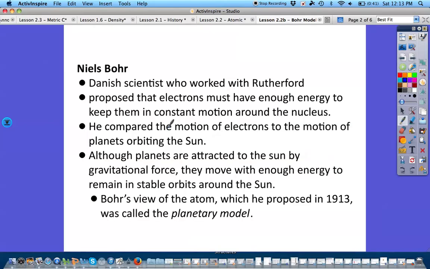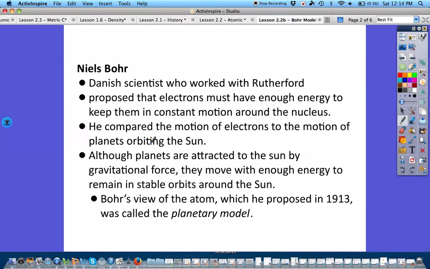So Niels Bohr, he was a Danish scientist. He worked with Rutherford, and he proposed that electrons have enough energy to keep them in constant motion around the nucleus, and he compared this motion of the electrons to the motion of the planets orbiting around the sun. And planets are attracted to the sun by a gravitational force, but they move with enough energy to remain in stable orbits around the sun.